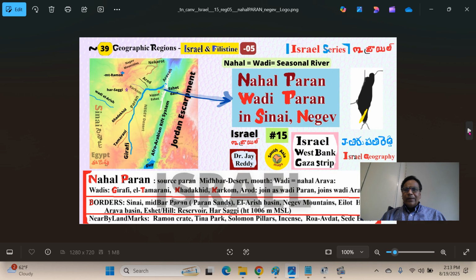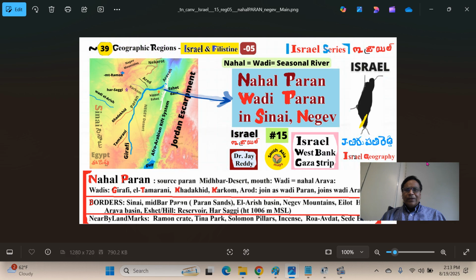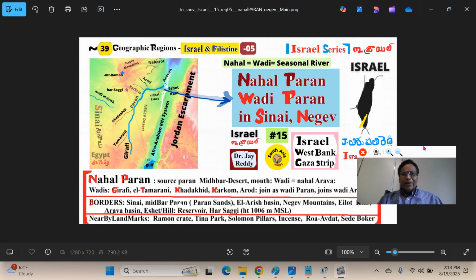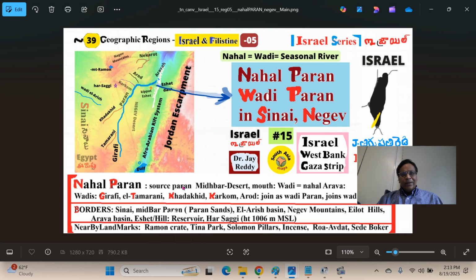In the next presentation, we'll be talking about the Nahal Wadi Paran, that drains the eastern part of the Sinai Peninsula in Misr, Egypt, and the Negev Desert, the southern district of Eretz Israel.